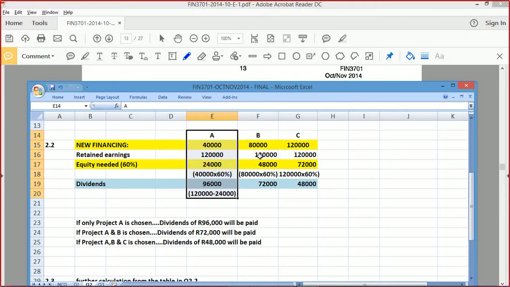If I accept 2 projects, so if I look at accepting B as well as A, new financing required will be 80,000. Retained earnings stays the same. Now I'm going to need 48,000 in terms of equity in order to finance that project, and therefore 72,000 will be left over to be paid out. I understand the theory behind that. I'll do that in future. And then the last one is what you had right. So you would have gotten this right.